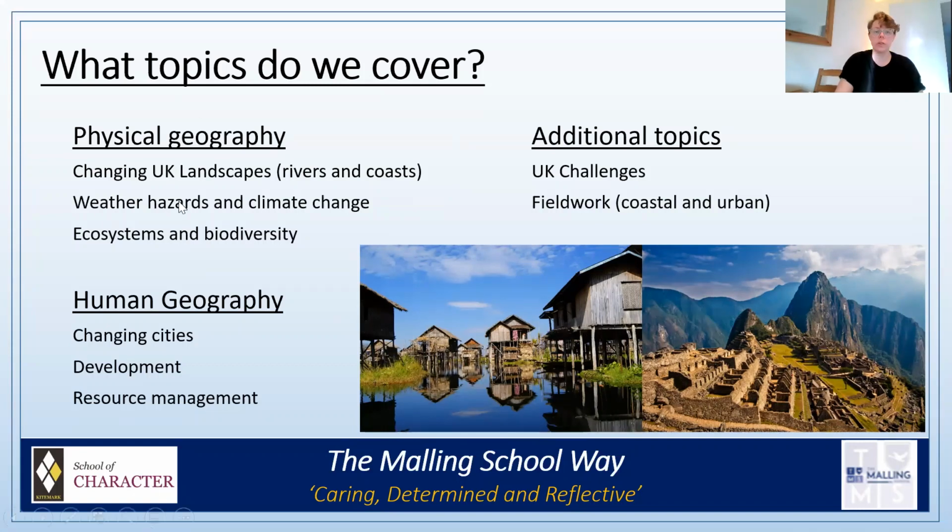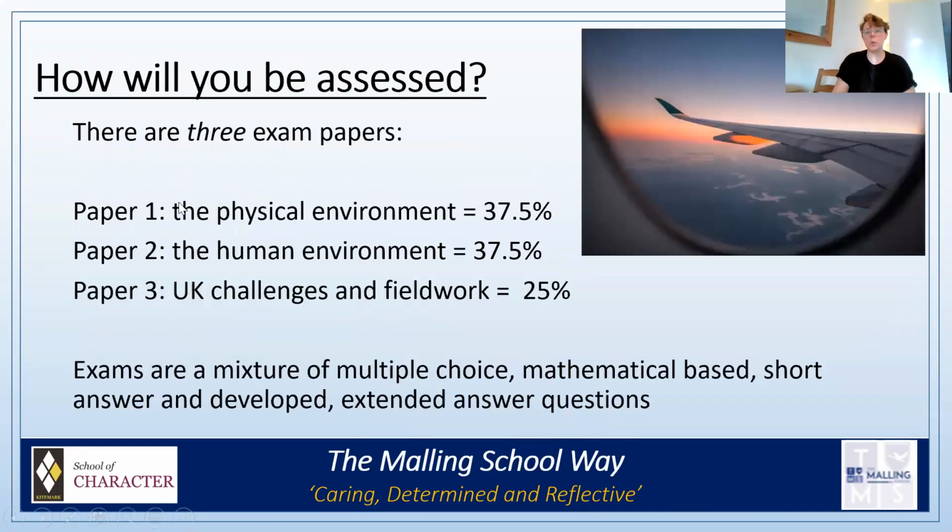So another question that I feel is important here is how will you be assessed? For every subject that you pick, there will be some sort of assessed element. For geography, there are 3 exam papers. They're split nicely into the categories that I've just gone through. The first one is the physical environment and then the human environment. Both of those have an equal weighting of 37.5% of your overall grade. And then finally, Paper 3, which includes the UK challenges and fieldwork topics, accounts for 25% of your overall grade.